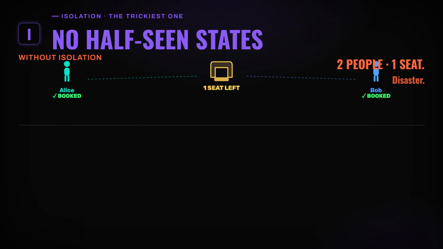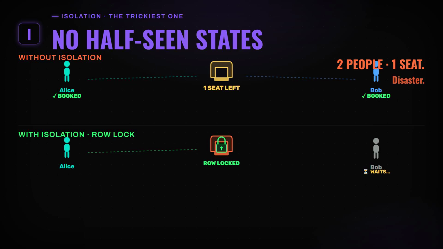Isolation. This is the trickiest one. Look at the top half. Alice and Bob both try to book the last seat on a flight. Without isolation, they both read one seat available. Both write booked. Both get a confirmation email. 2 people, 1 seat, disaster.